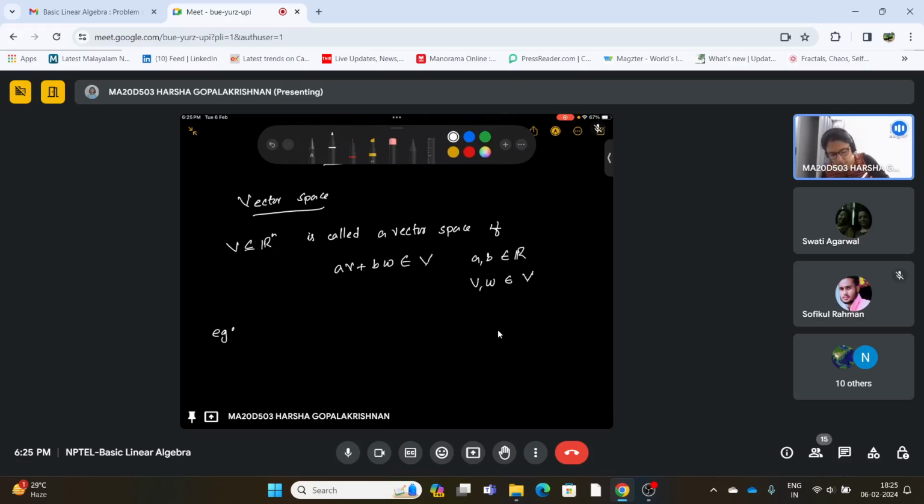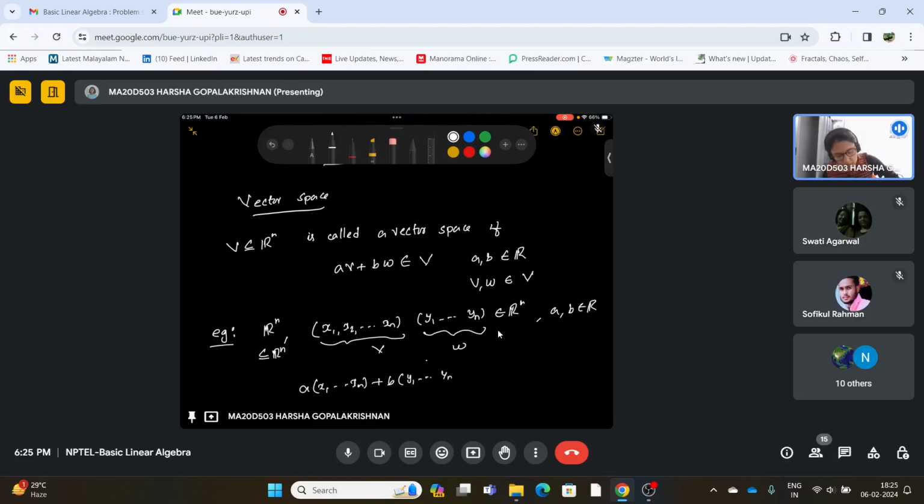Now, for example, if we consider Rn itself, I take an element x1, x2, etc., xn and y1, etc., yn in R. Rn is a subset of Rn, and we are taking two elements, say this is v and this is w, and two scalars, constants a, b in R. If a times x1 etc. xn plus b times y1 etc. yn belongs to Rn, if this condition is satisfied, then Rn is a vector space. That is what our definition says.